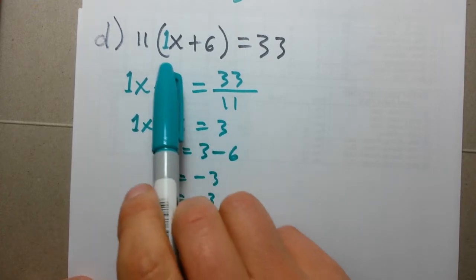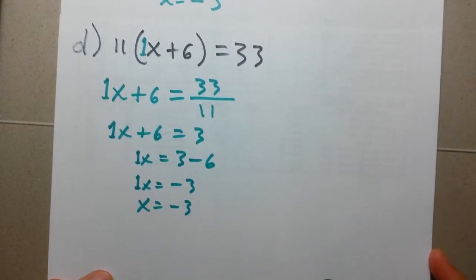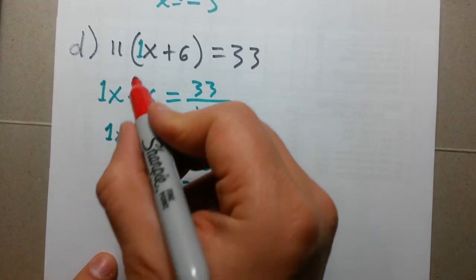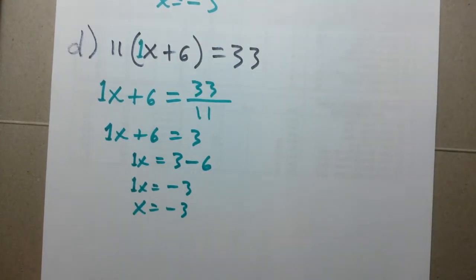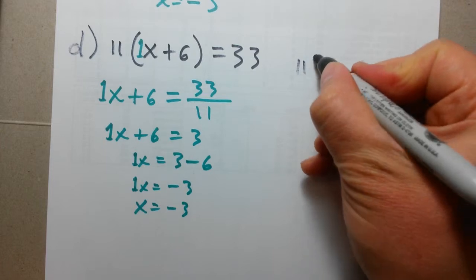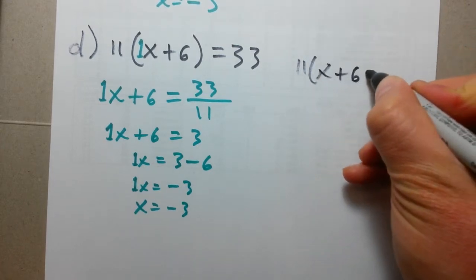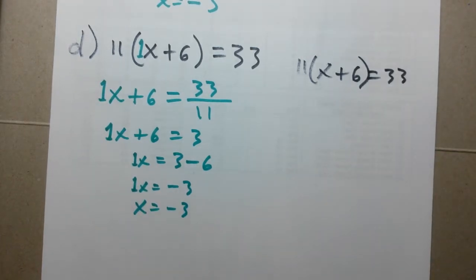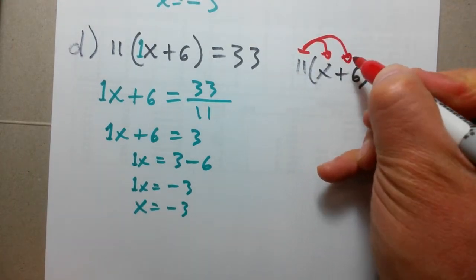Now mind you, there's another way of solving this. You could have also used the distributive law. I'll just do this. You could have also done the distributive law. So 11 times (x plus 6) equals 33. Oh, I forgot to close the bracket. And we could have done 11 times x, 11 times 6.